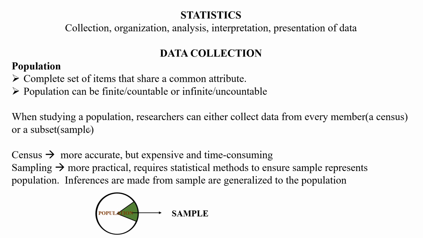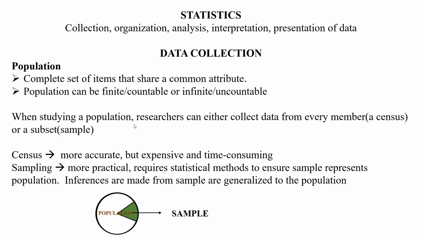If I have to calculate heights of only school going students in a particular school, then it is easy for me to count. Am I right? In only one school, it is easy for me to count. But let's just say I have to calculate all the heights of the school going students in the whole world, then it is quite difficult. It is uncountable and infinite. So this population can be finite and countable, or infinite and uncountable.